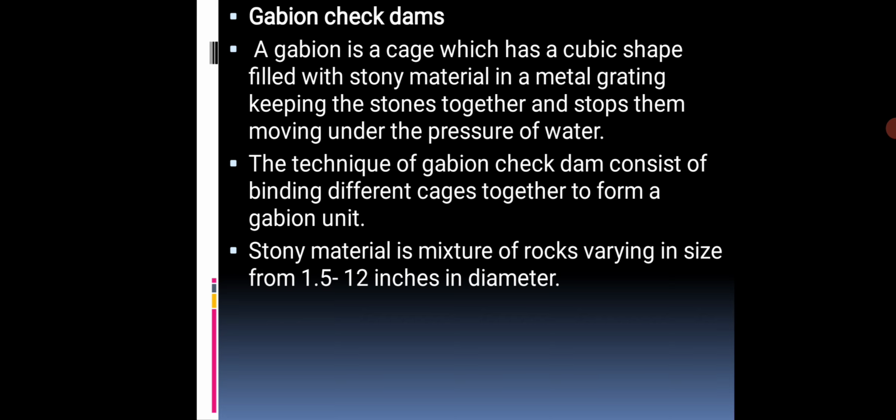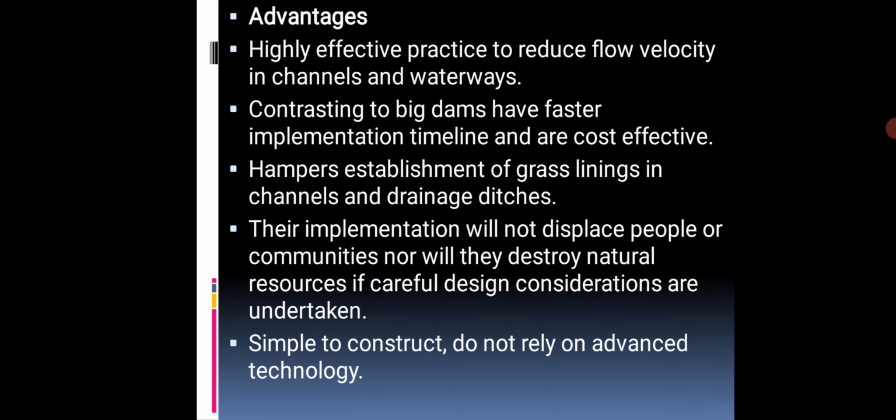Next, Gabion check dams. The gabion is a cage with a cubic shape, filled with stony materials in a metal grating, keeping the stones together and stopping them from moving under the pressure of water. The technique of gabion check dams consists of binding different cages together to form a gabion unit.